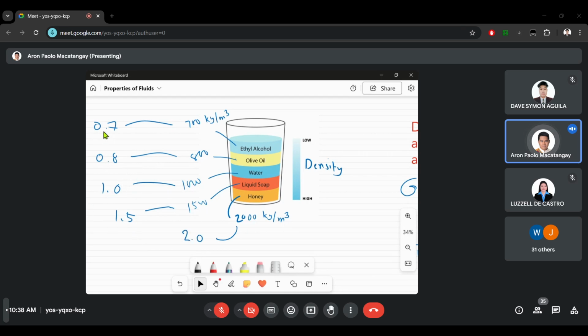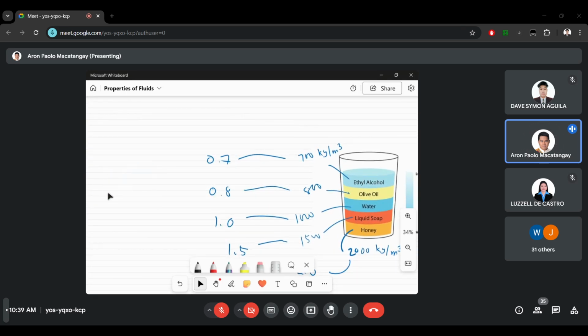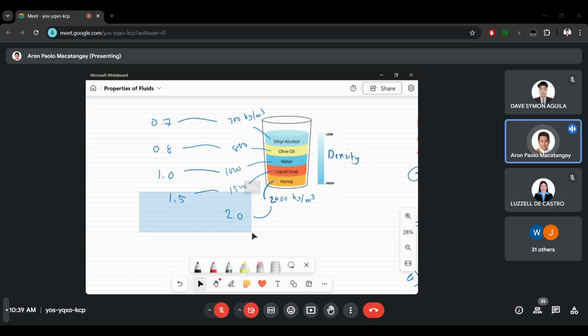Okay, so if you would notice, the pattern is still the same with density, right? And those values which are lower than 1, so this is water, this is our reference, the middle one, water. So everything that is lower than 1 is above the level of water. Everything that is greater than 1 is below the level of water. Okay, so this is your guide on what is the order of the layers. Any questions po?